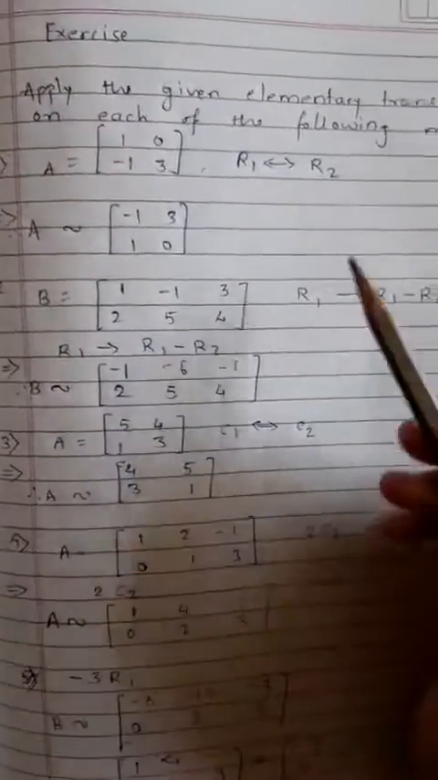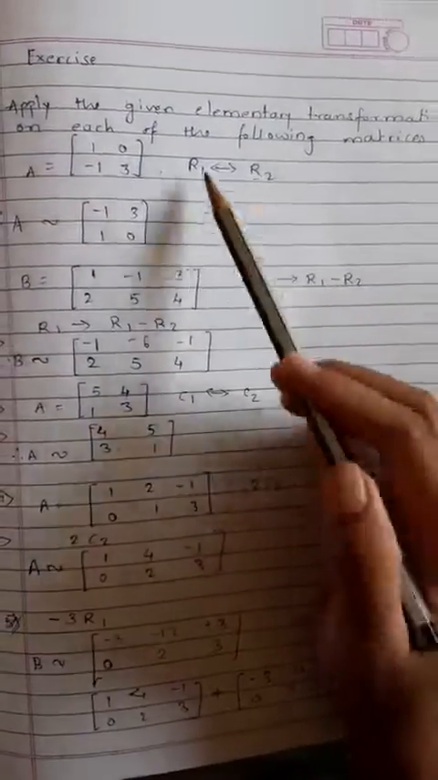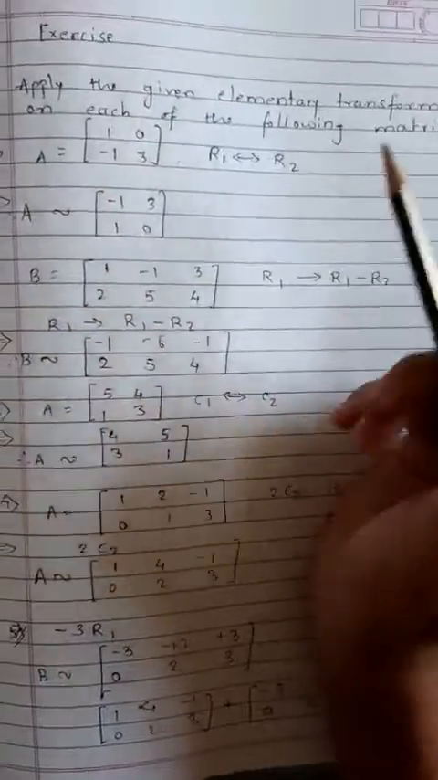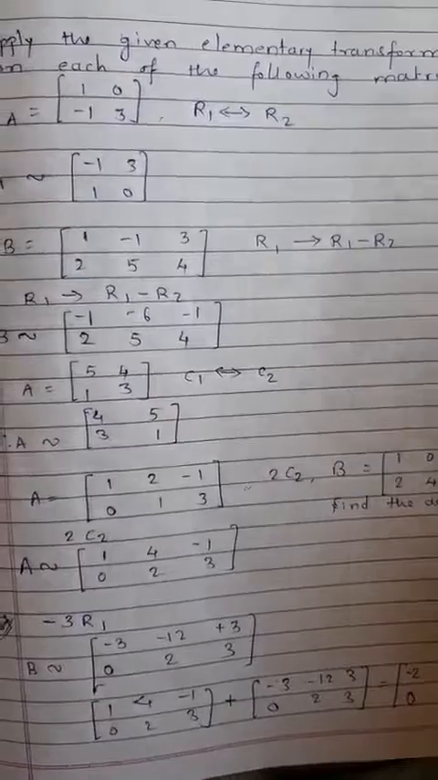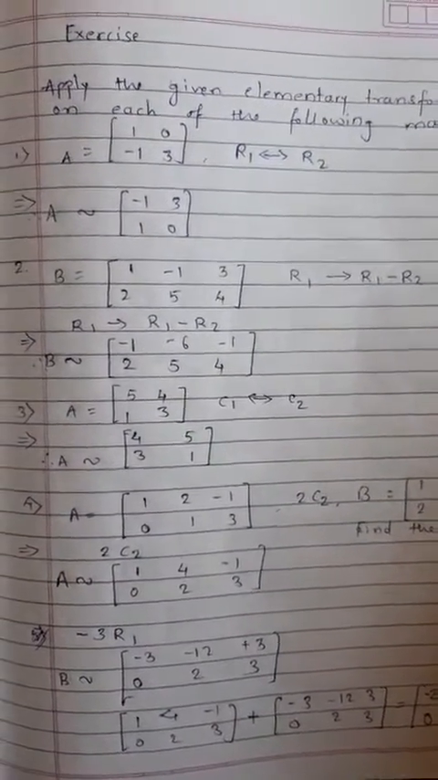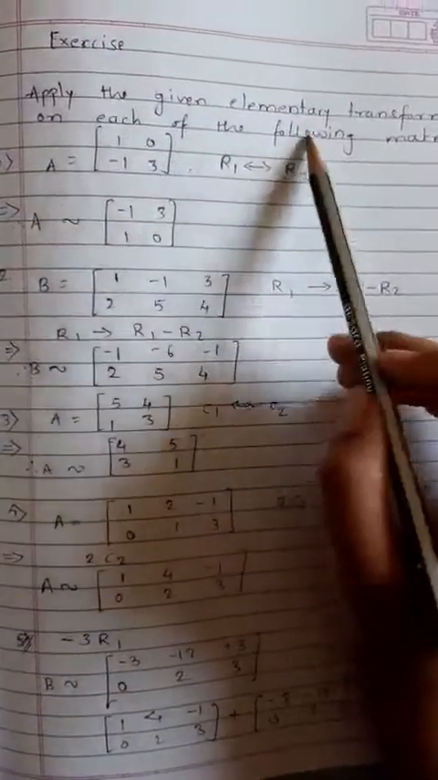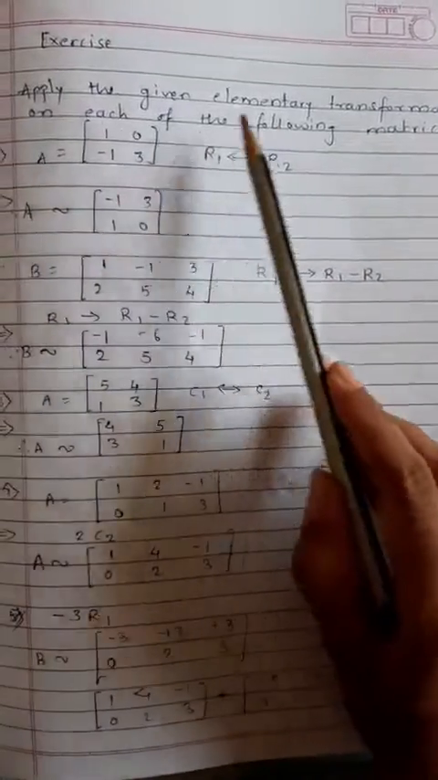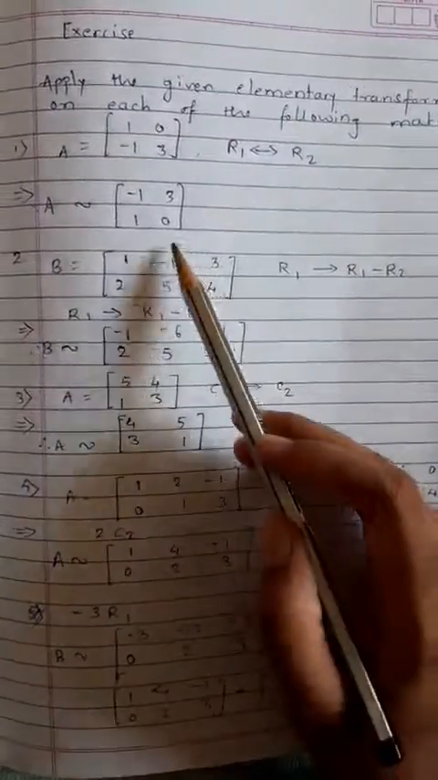So let us see some examples from the exercises. This is the exercise for science students, the exercise name is not given, but you can call it 2.1, and for the commerce students this is 2.5, but not the whole of 2.5, there are only some examples from it. So let us see what question is given. Apply the given elementary transformation on each of the following matrices.